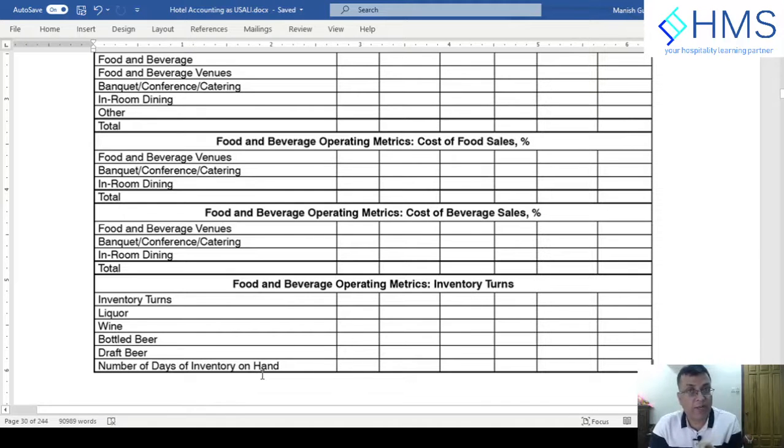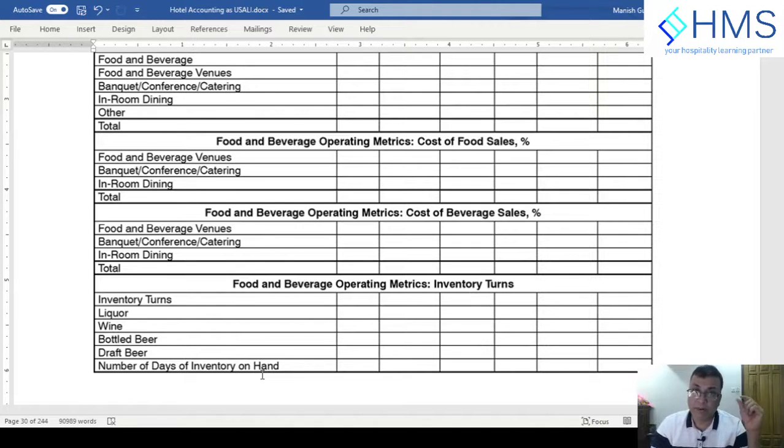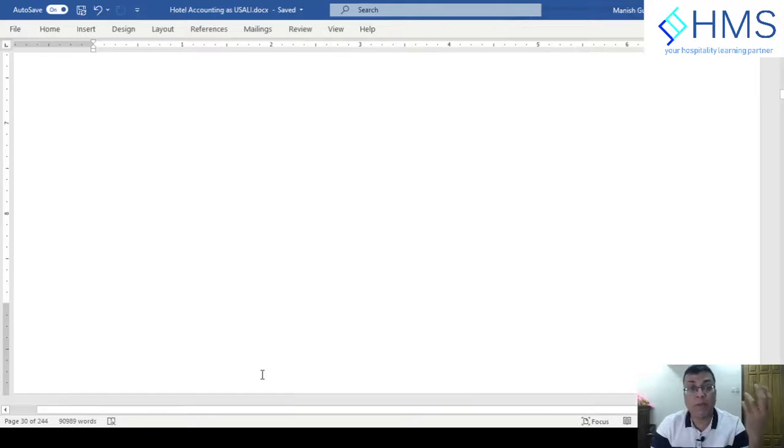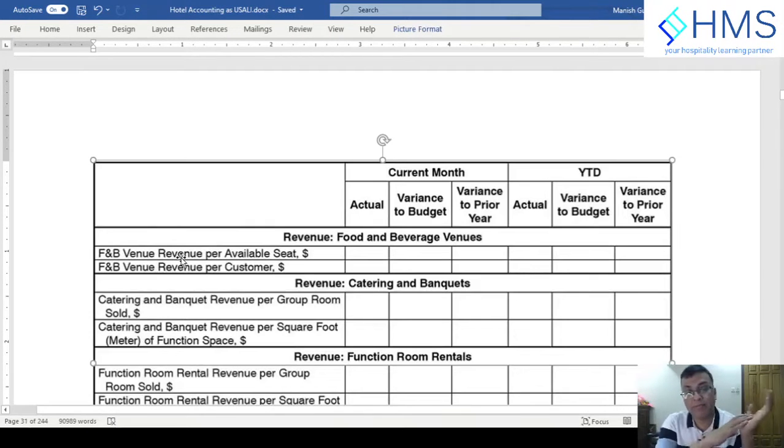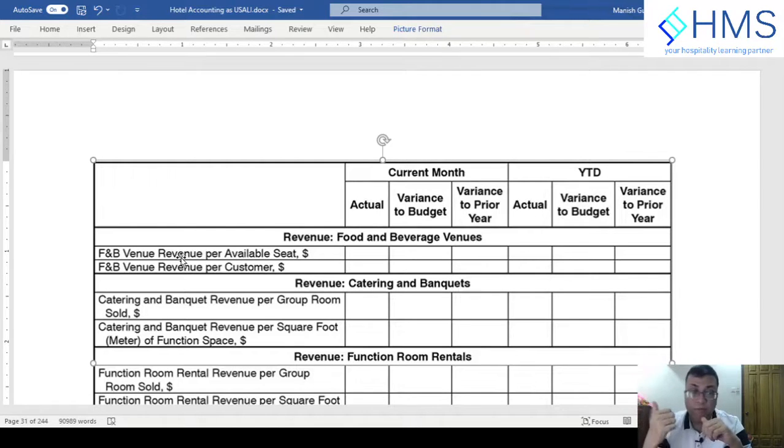This is very important to understand, because it will give you an idea what type of inventory is fast moving, what is not so fast moving, so that you can make promotions and adjustments. Then the next table usually recommends is the food and beverage venues revenue, by food and beverage revenue per available guest and per available seat and per customer.